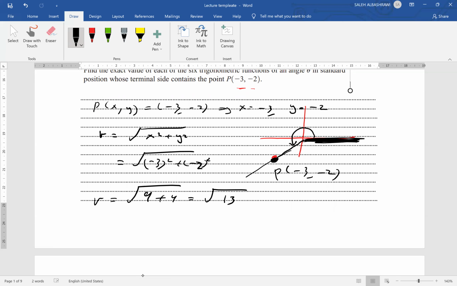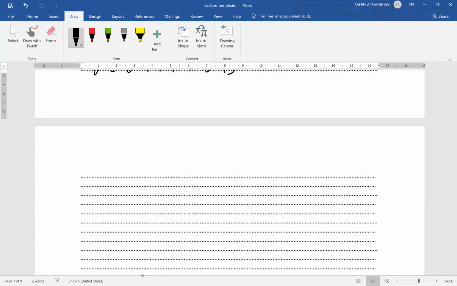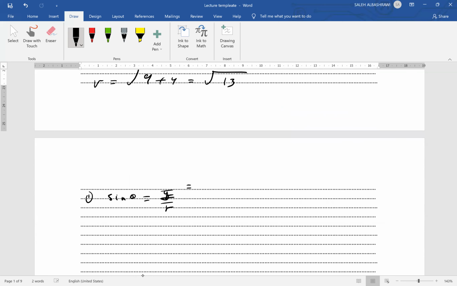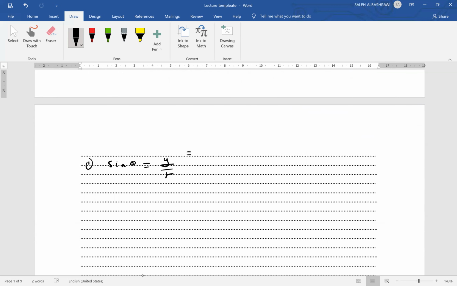Now I can find all the 6 trigonometric functions. Number 1, sine theta is equal to y over r. If you go back, y equals -2. So it is -2 over the square root of 13. This is sine theta. Number 2, cosine theta is equal to x over r, which is equal to -3 over the square root of 13.